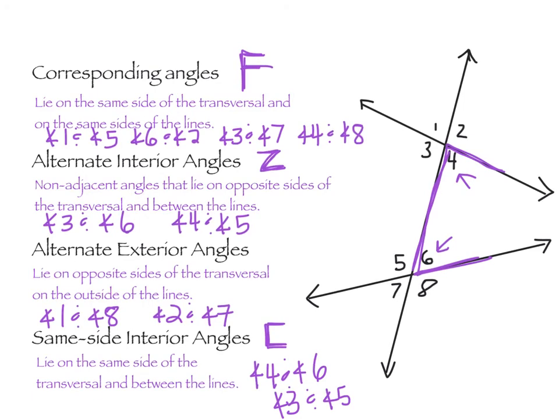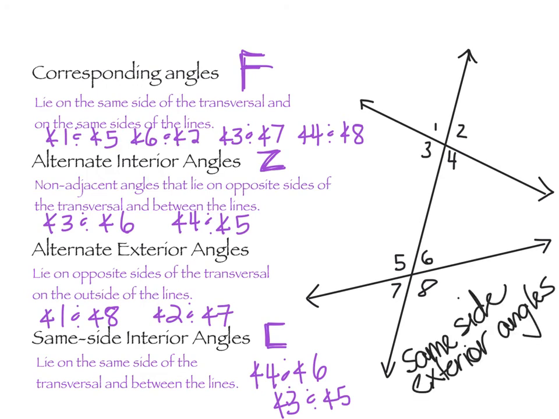Your book doesn't talk about them, but there are such things as same side exterior angles. I bet you can figure out that they're on the same side of the transversal, but they're on the exterior. So same side of the transversal, but on the exterior. So 2 and 8, 1 and 7.